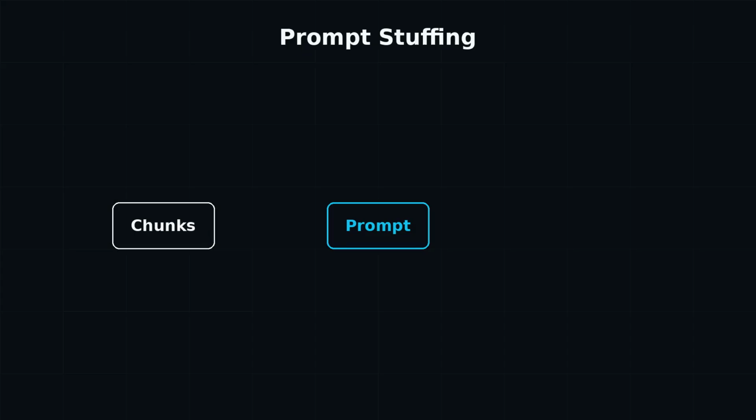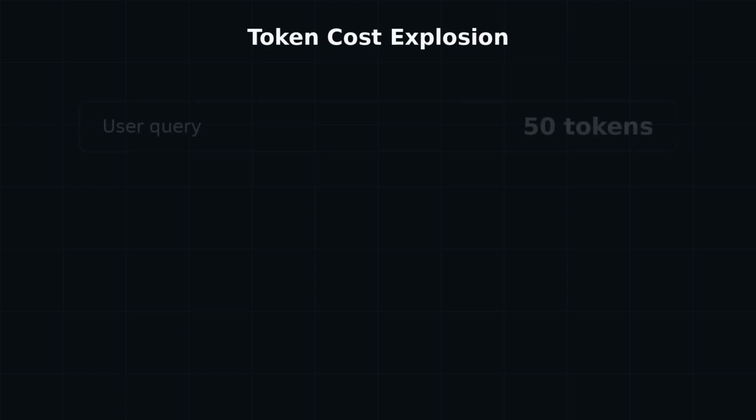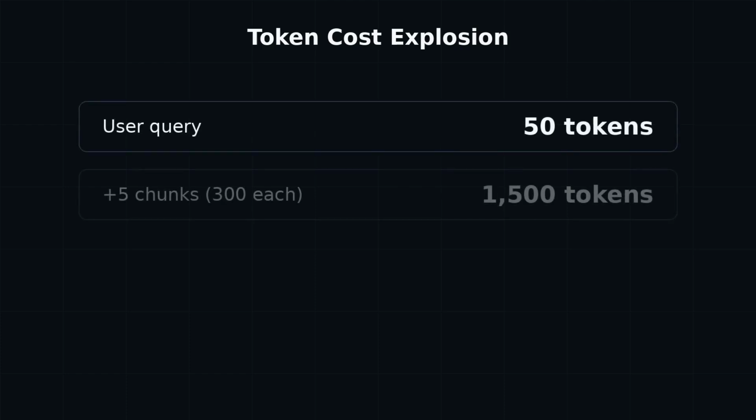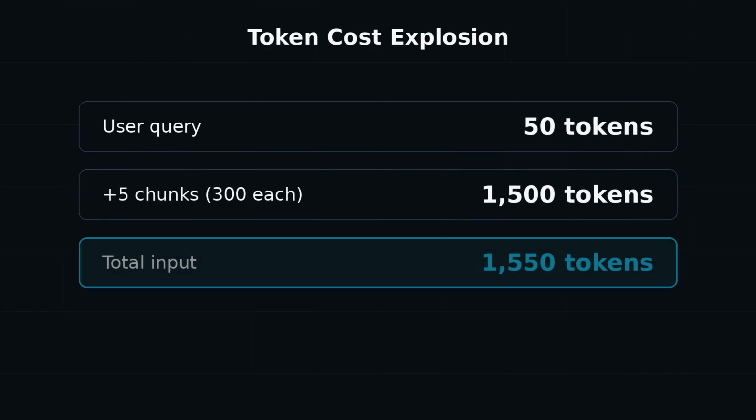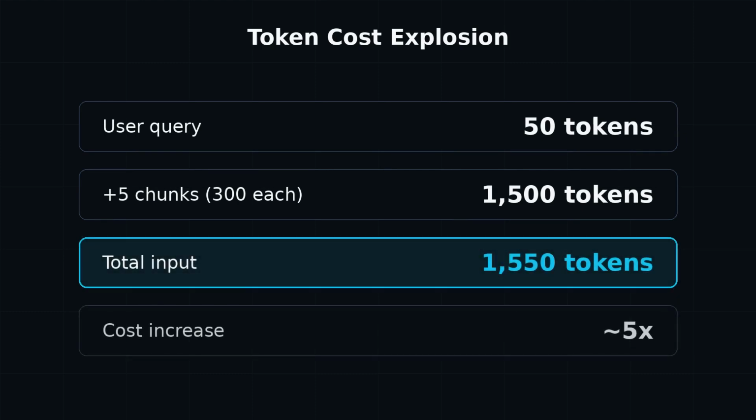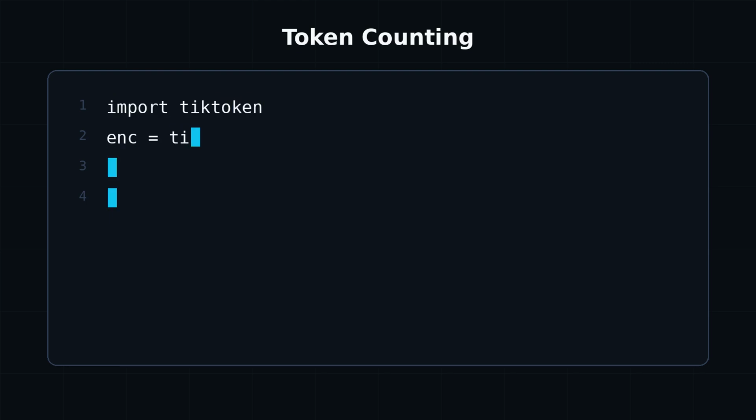Once the retriever hands over a set of chunks, a new meter starts running, the LLM prompt. Every chunk is raw text that gets concatenated into the context window. A typical chunk is 300 tokens. If you retrieve the top 5, you've added 1,500 tokens. That might be 3 to 10 times the length of the user's question itself. On a model like GPT-4o, where input tokens cost around $2.50 per million and output tokens far higher, those extra input tokens turn a 1-cent query into a 5-cent query.